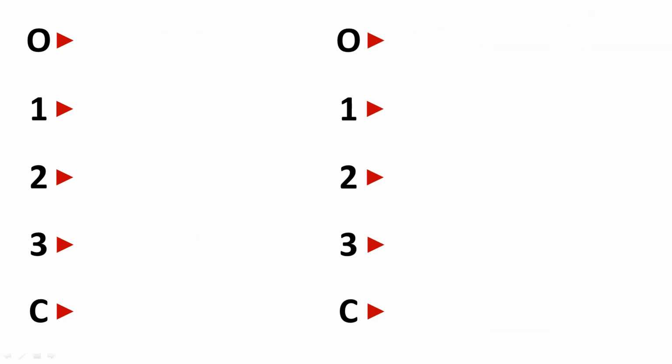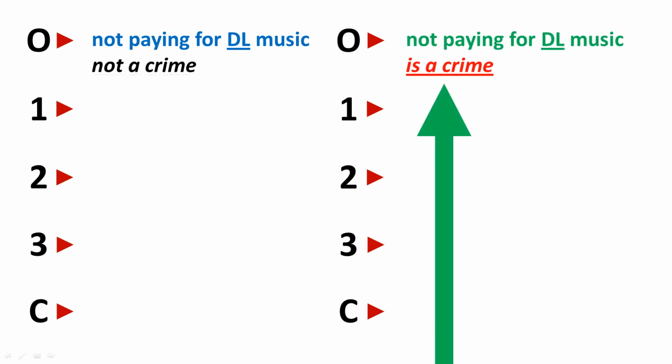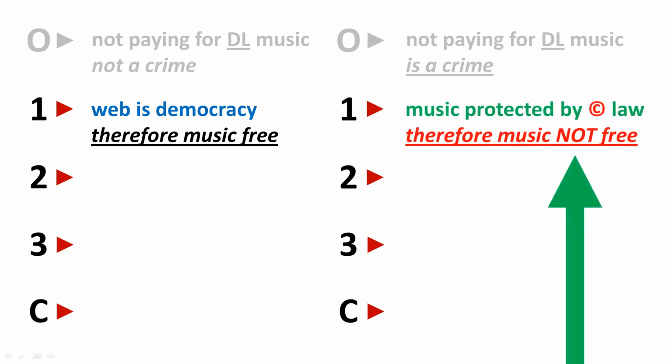The reading starts by arguing that not paying for downloaded web music is not a crime. The listening counterpoint will argue the opposite. It will say that it is a crime. Next, the reading argues that the internet is a democracy. Therefore, everything on the web, including music, is free. The listening counterpoint will argue the opposite. It will say that music is protected by copyright law. Therefore, music is not free.